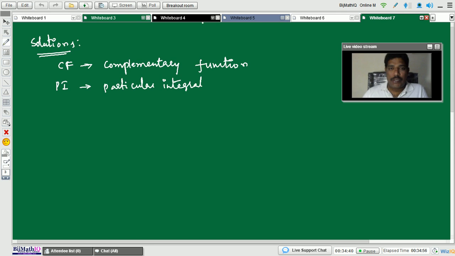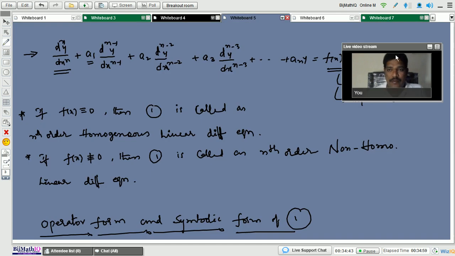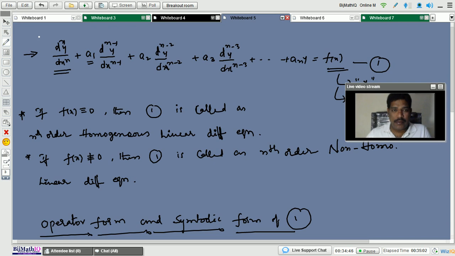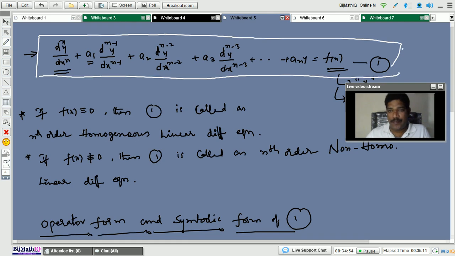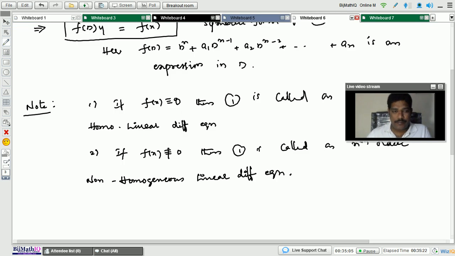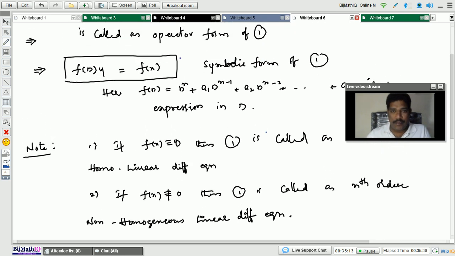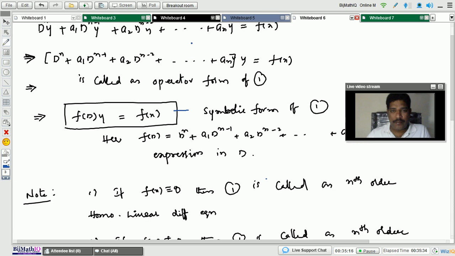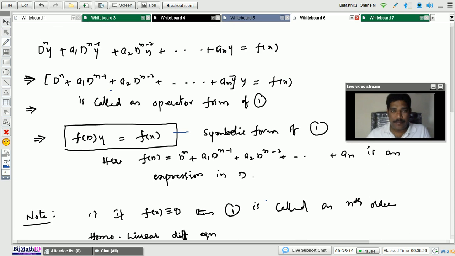Okay, let us discuss. So already we know the differential equation, the general form of what? This is the general form of an nth order linear differential equation. Right? So the general solution of this equation, and one more thing, for this equation we write the symbolic form like this. This is our symbolic form, right? And this is our operator form.